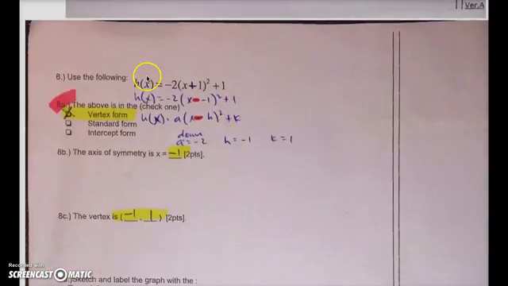Question number 8. Okay, you'll notice that this is not in standard form. It's not in standard form because we have parentheses, so you're left with vertex or intercept or factored form. This is vertex form because you have the power of 2. That's your other hint, and it has a constant out here.